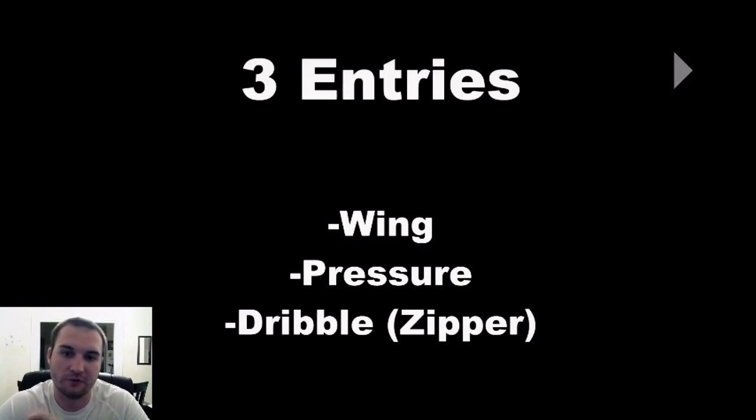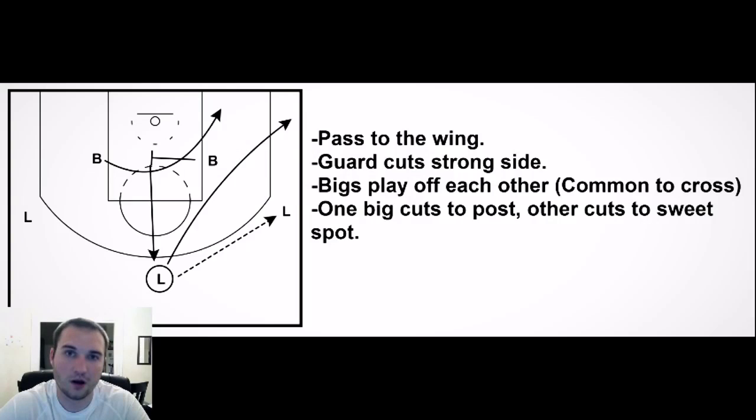The first one we're going to start off with is a wing entry on the strong side. This is the most common action that they run. It doesn't matter if the guard cuts strong or weak. It really just dictates what they do after that. But the most common is pass to the wing, guard cut strong side. Bigs play off for each other. It's very common for them to cross or to screen for each other. One big will go to the blow post. One will go to the sweet spot.